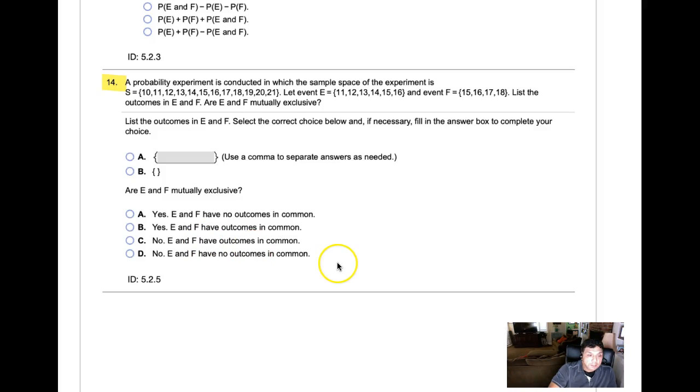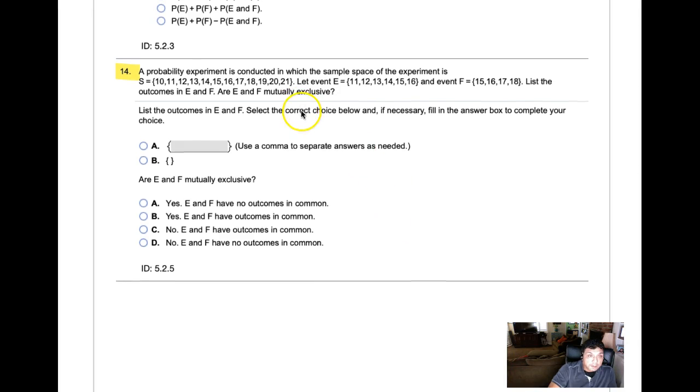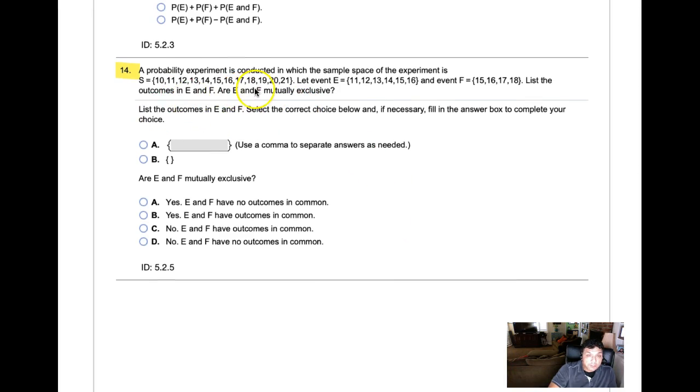Let's go and take a look at chapter 5.2.5 problem. This idea of mutually exclusive. Here we have a situation where we have the sample space of some experiment. Again, it's just some generic experiment where the outcomes are these numbers, for whatever that could be. And so the outcomes are 10, 11, 12, all the way to 21.